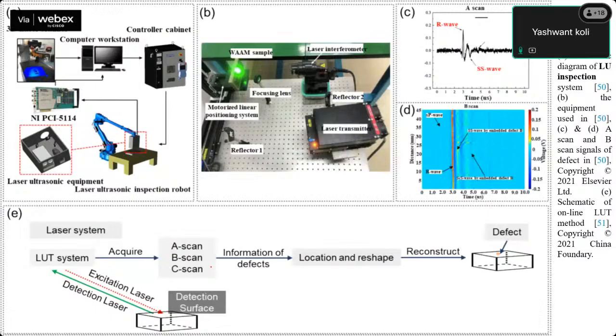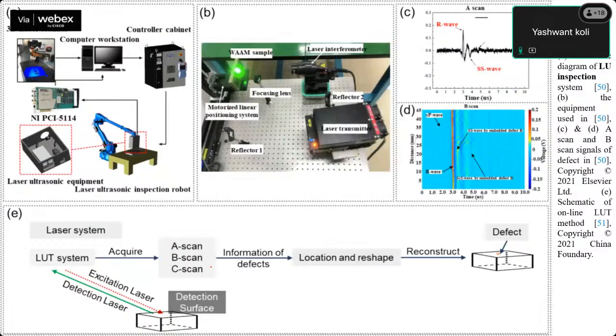LUT, laser ultrasonic testing, uses a laser beam and an interferometer to generate and capture ultrasonic signals, offering high resolution and wide frequency bands. The limitations are low sensitivity in thick walls and difficulty with rough VAM surfaces, affecting the signal-to-noise ratio. LUT can detect internal defects like blowholes and superficial cracks, and map defects via A-scan and C-scan imaging.